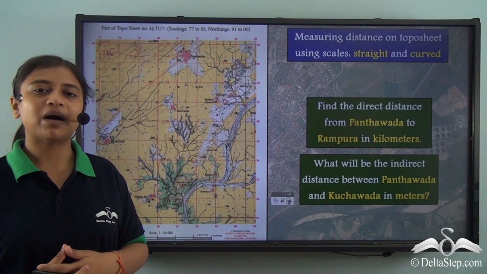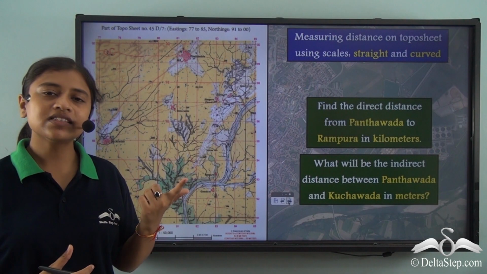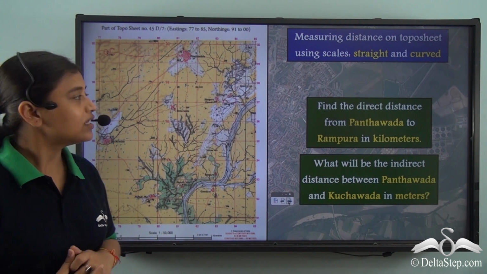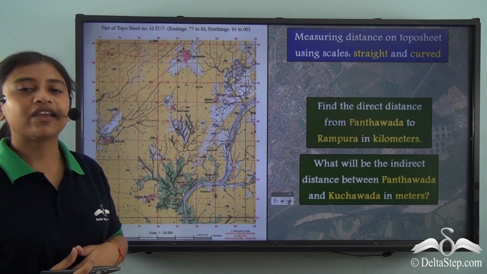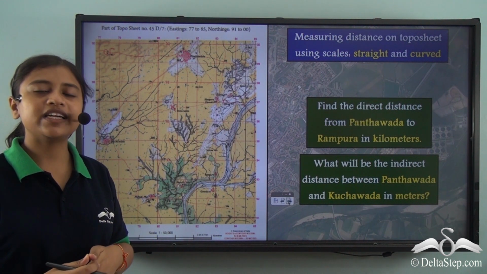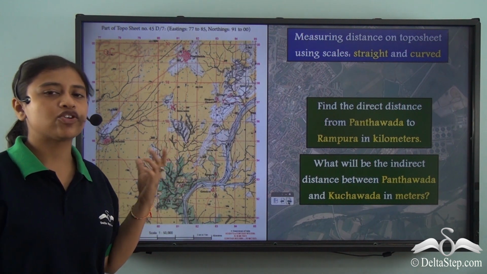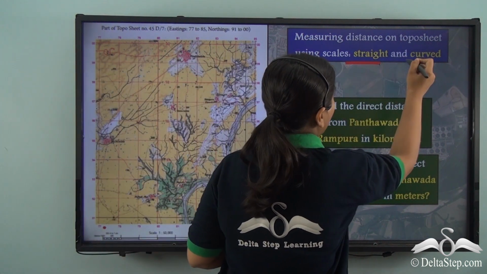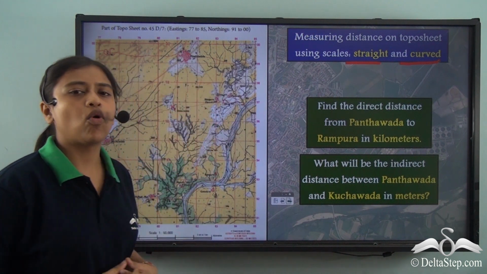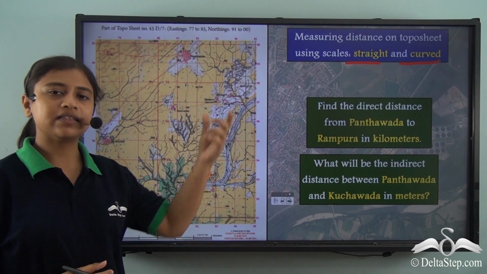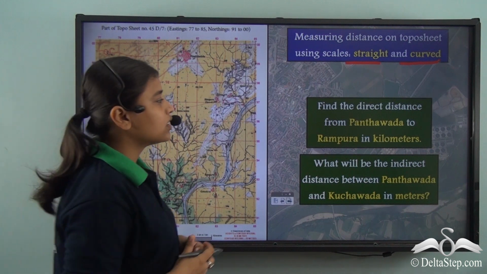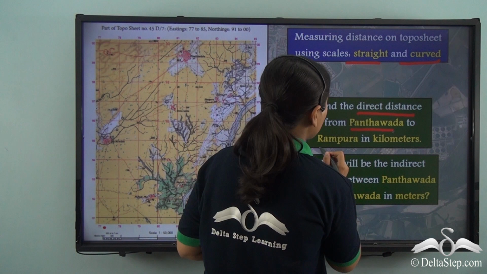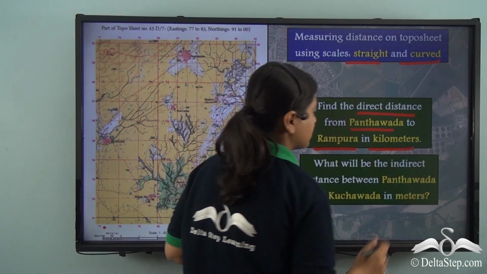So now let us study the topographical map with more details and more understanding. So far we learnt about the scale, the grid reference and the importance of the signs and symbols. So in this particular given area, we need to measure the distance between two places with the help of straight and curved scale. Now what does this mean? As per this, we have to find out the direct distance from Panthavara to Rampura in kilometers.